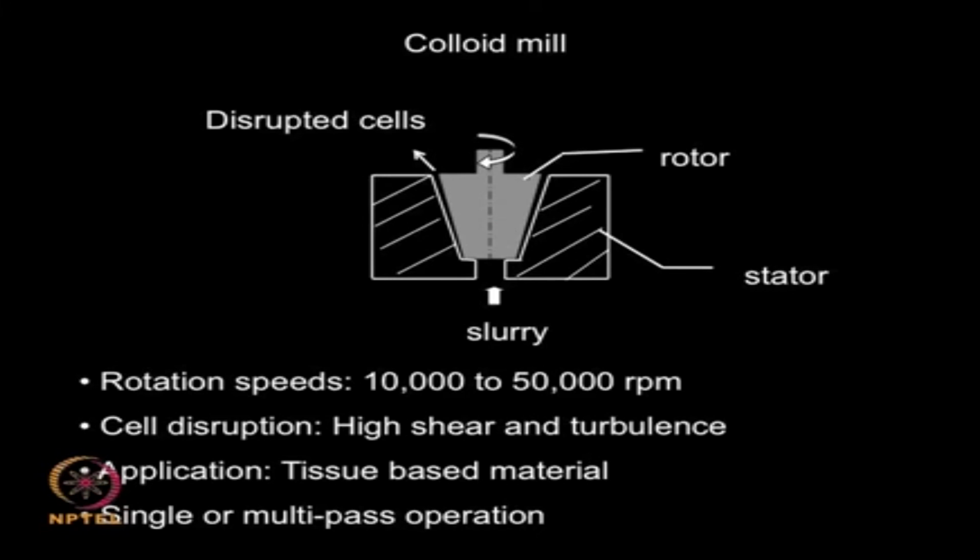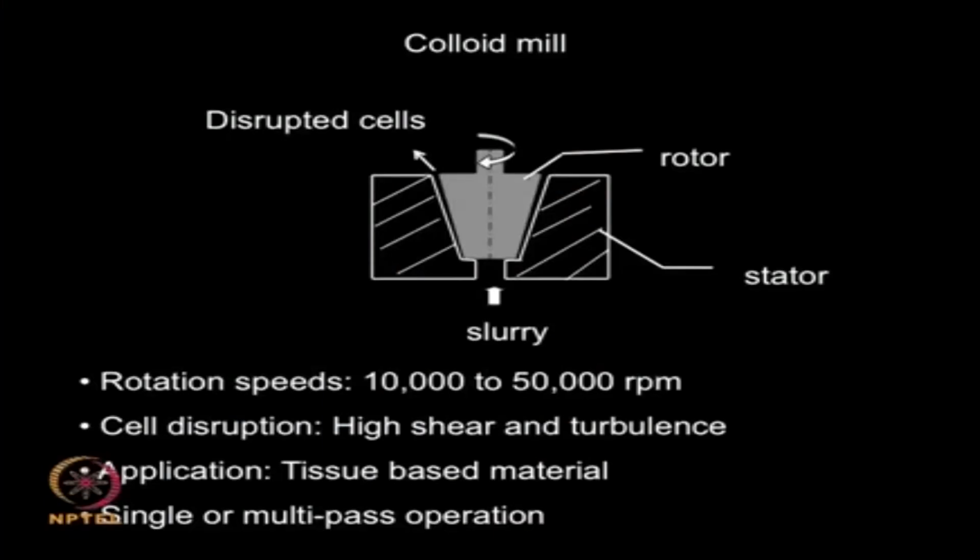Now there is another system which can also help you to break the cells. It is a mechanical operation called a colloid mill. How does it work? It has a rotor here which is rotating at very high speed, and there is a stator.